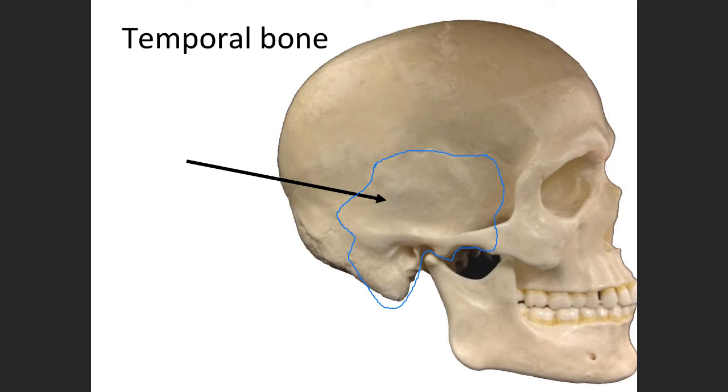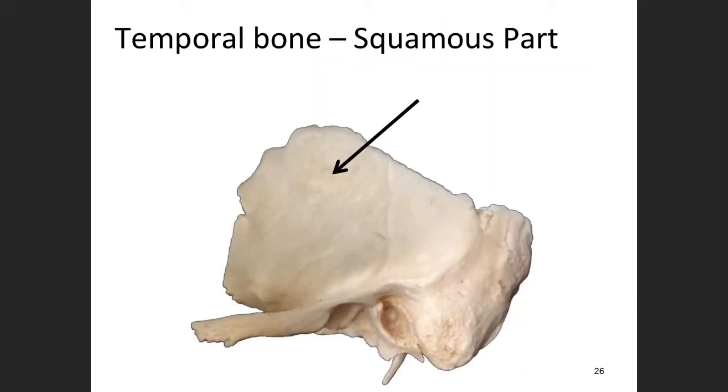Let me show you the bone all by itself. There you go. That is the temporal bone all by itself. And the arrow's actually pointing to the squamous portion. Squamous means flat. That's the smooth, flattened portion here of the temporal bone. That's the squamous part. And this is the external view. This is what we would see from the outside.